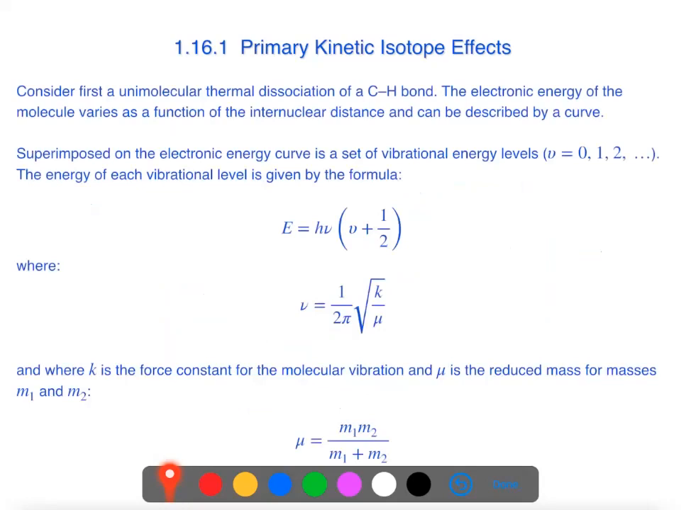Now, superimposed on the electronic energy curve is a set of vibrational energy levels, epsilon equals 0, 1, 2, and so on. The energy of each vibrational level is given by this formula. So we have the energy is equal to h nu times (epsilon plus 1/2), where nu is equal to 1 over 2 pi times the square root of k over mu, where k is the force constant for the molecular vibration, and mu is the reduced mass for the masses m1 and m2, that is the masses of, in this case, the carbon atom and the hydrogen atom.